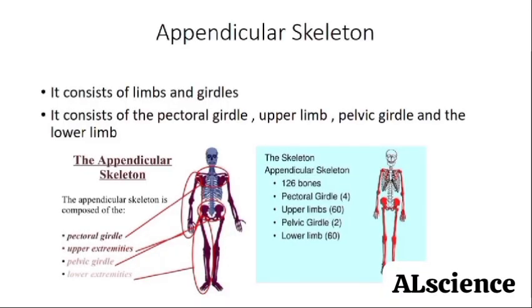So let's now discuss the appendicular skeleton. The appendicular skeleton is made up of 126 bones. It is made up of limbs and girdles. It consists of the pectoral girdle, the upper limb, the pelvic girdle, and the lower limb.